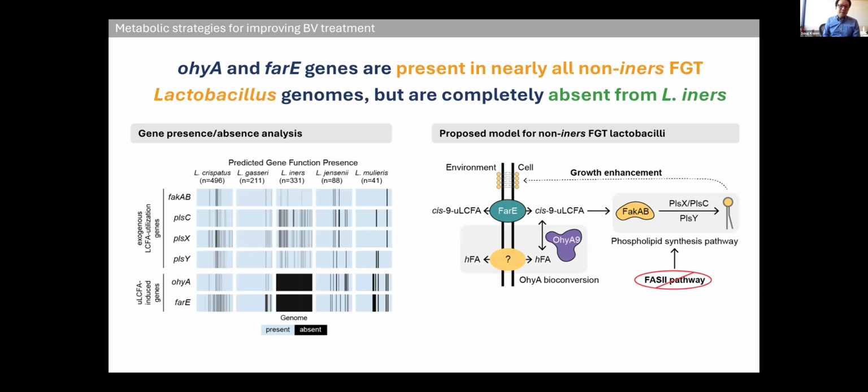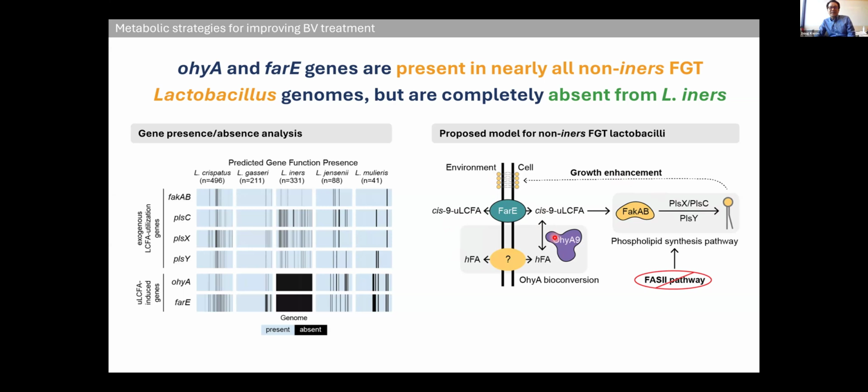And when we looked at different genomes between different lactobacilli, what we saw was that Lactobacillus iners uniquely lacked those genes, the OhyA and the FarE genes, whereas other non-iners lactobacilli almost uniformly had those genes present. And in this work, what we showed was that, in fact, non-iners lactobacilli can take unsaturated long-chain fatty acids like oleic acid and use FarE to import them, and then utilize them to form phospholipids, which are then used for cell growth.